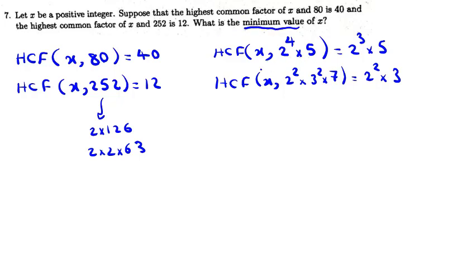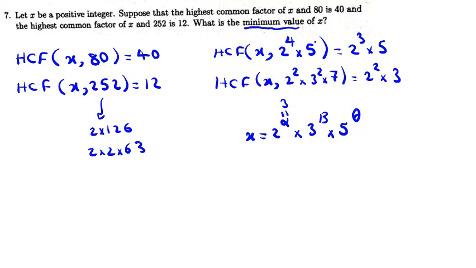So here we see that for x, consider only 2 to the power of alpha, 3 to the power of beta, and 5 to the power of theta. Okay, so we don't need 7 because the GCD or HCF doesn't have 7. From the first one, 2 to the power of 4 versus 2 to the power of 3, we conclude alpha is exactly 3 because it should select the minimum power of 2.